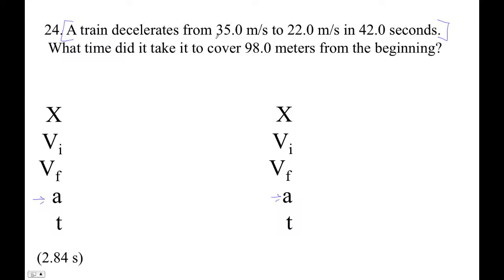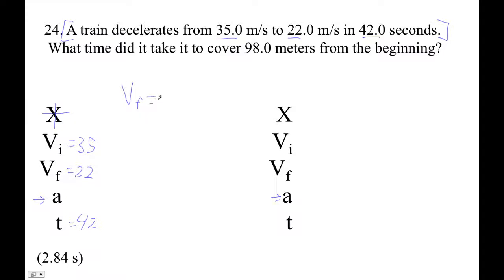Okay, so a train decelerates from this to this in 42 seconds. That's the first part. So the initial is 35, the final is 22, and the time is 42 seconds. Let's find the acceleration. I'm going to use no x for that.